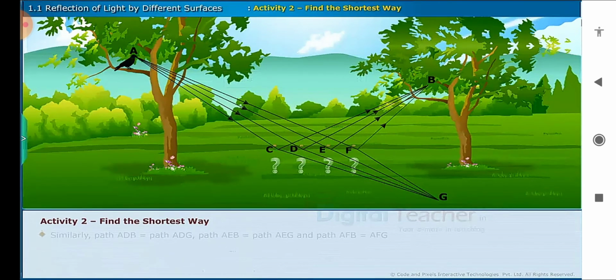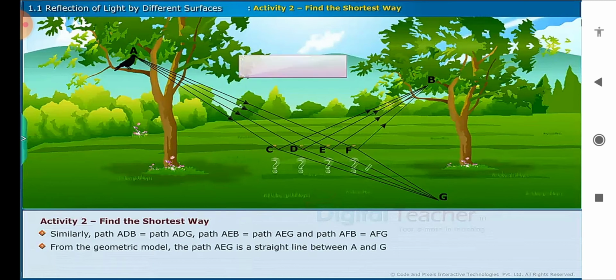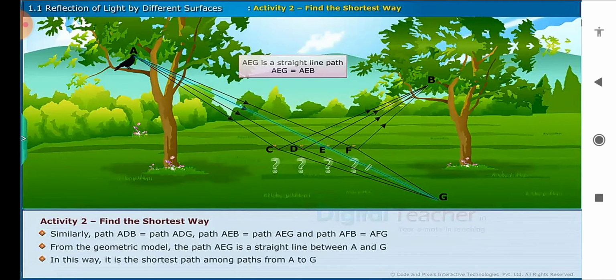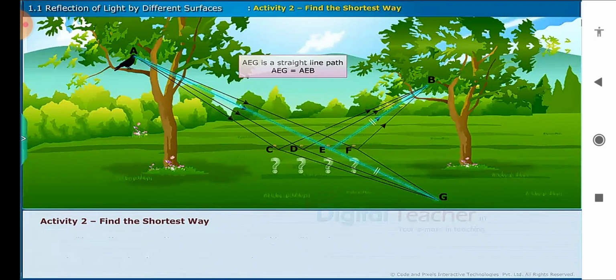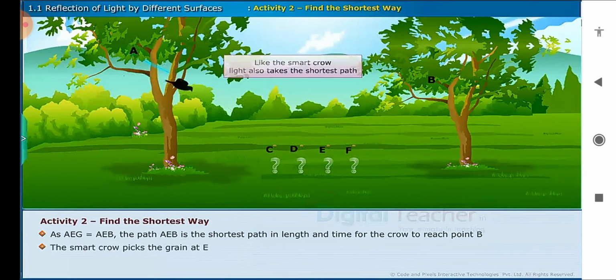Similarly, path ADB is equal to path ADG, path AEB is equal to path AEZ, and path AFB is equal to AFG. From the geometric model, the path AEG is the straight line between A and G. In this way, it is the shortest path among paths from A to G. As AEG is equal to AEB, the path AEB is the shortest path in length and time for the crow to reach point B. The smart crow picks the grain at E.